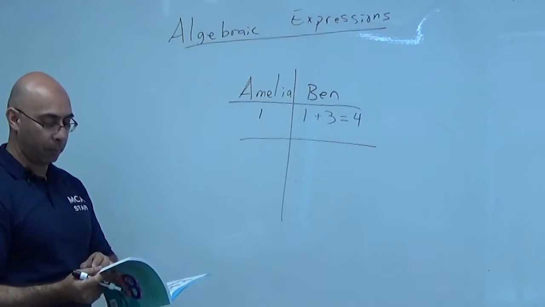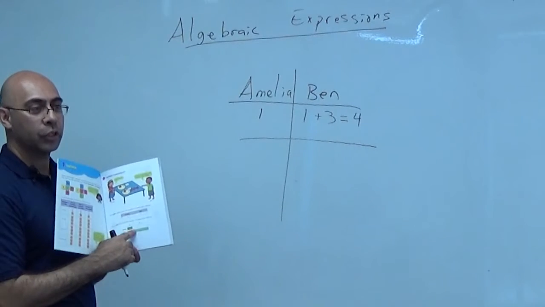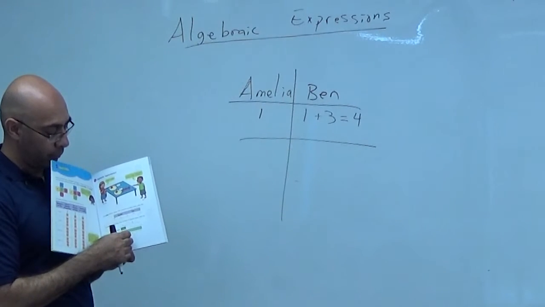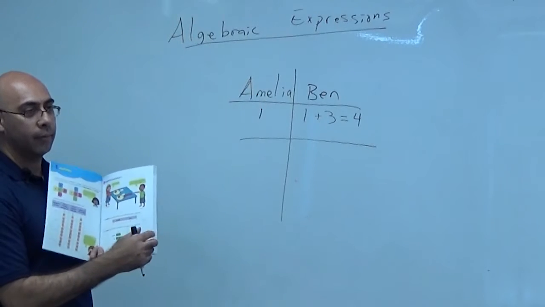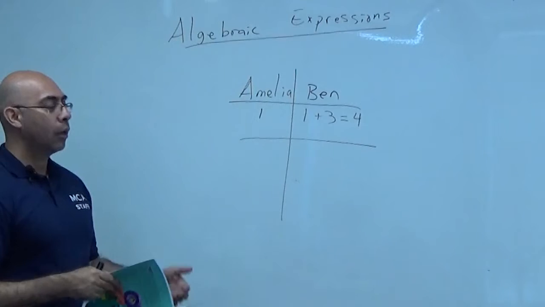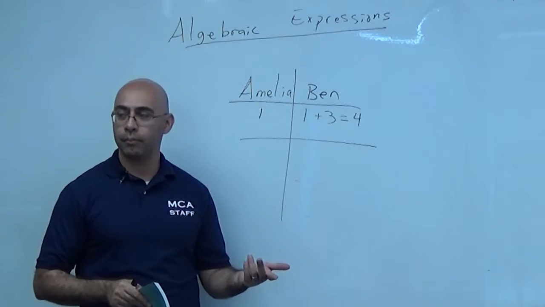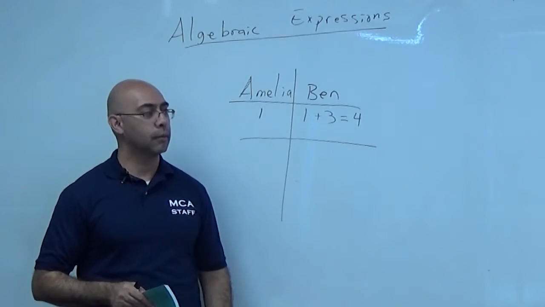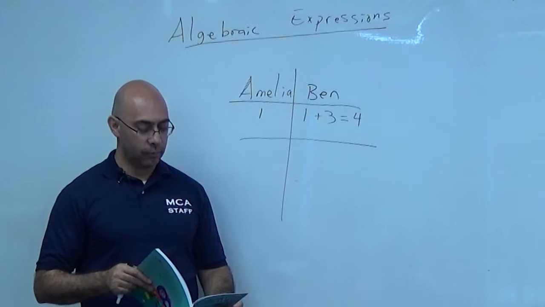Not an actual model, a picture right there. So they give you a picture right there. They give you 1 box for Amelia, 1 box for Ben, and then 3 more boxes up there. Look at page 10. What is Ben saying here? I have 3 more apples than Amelia.